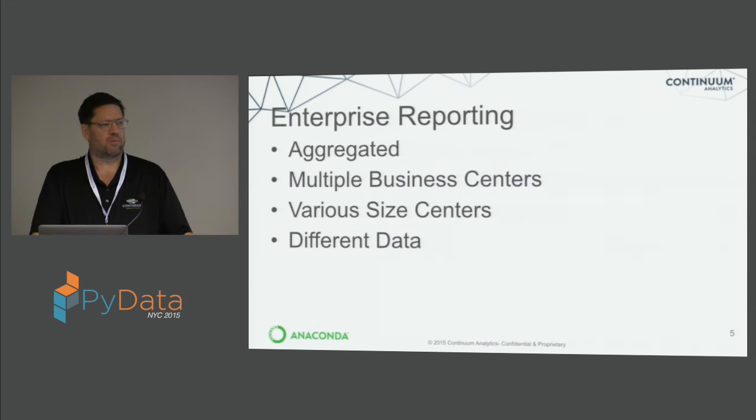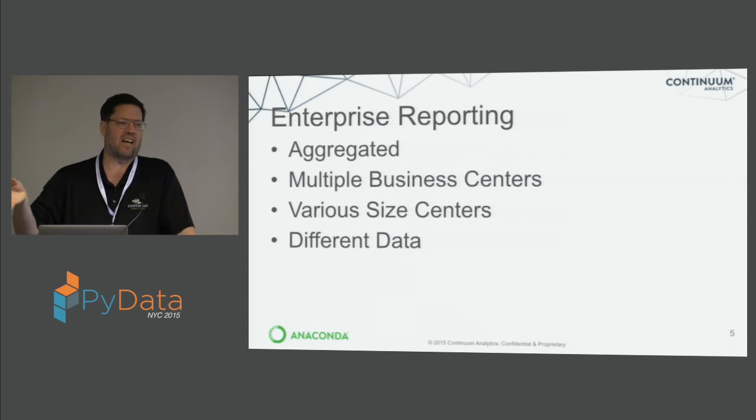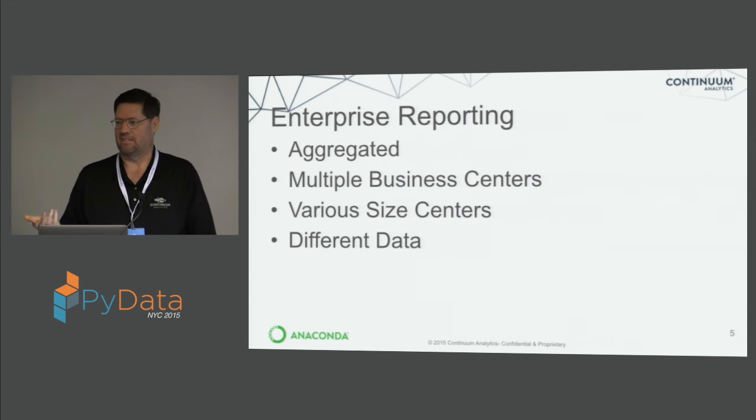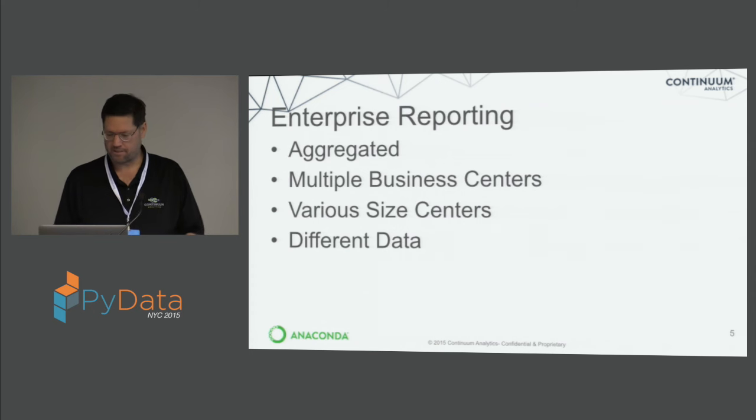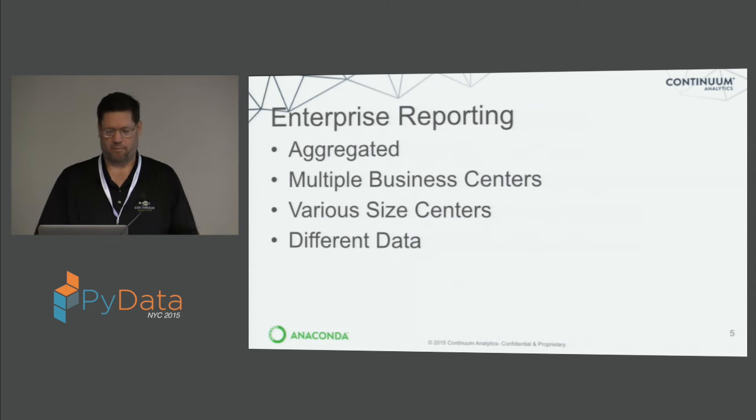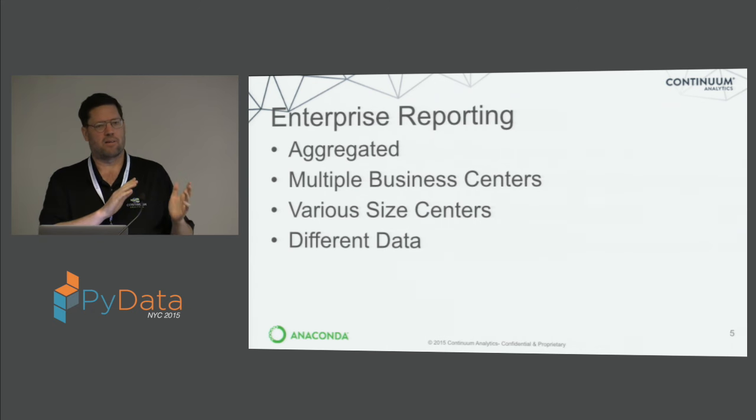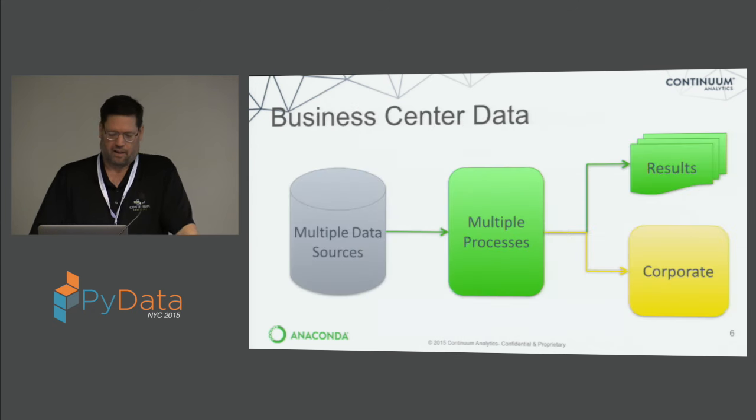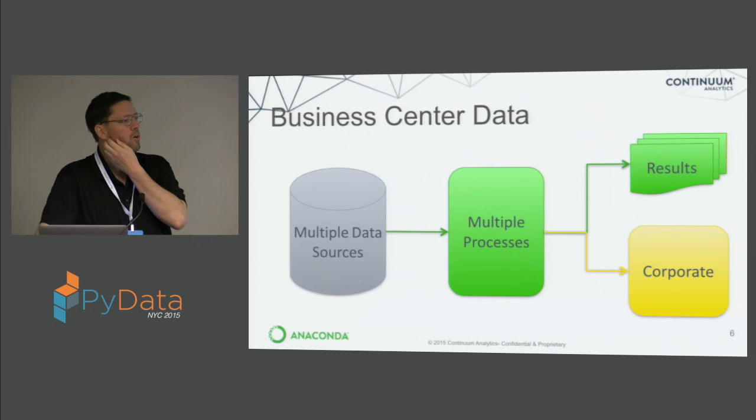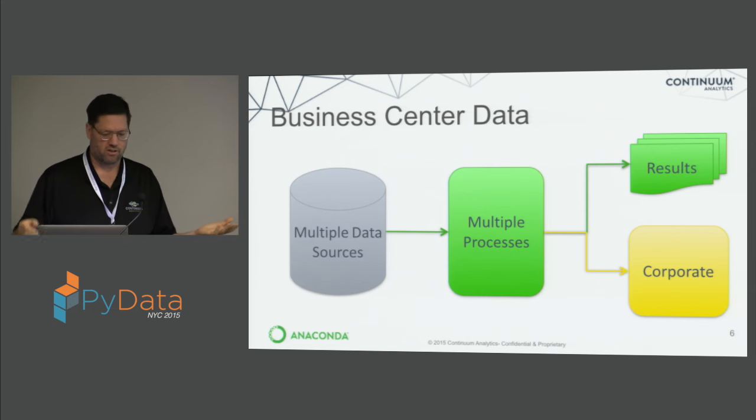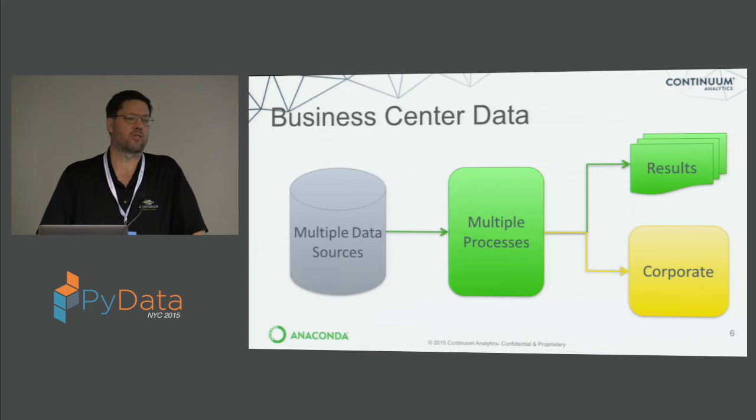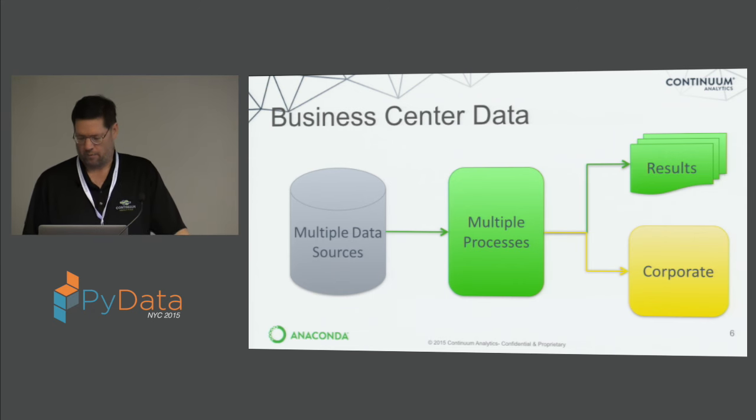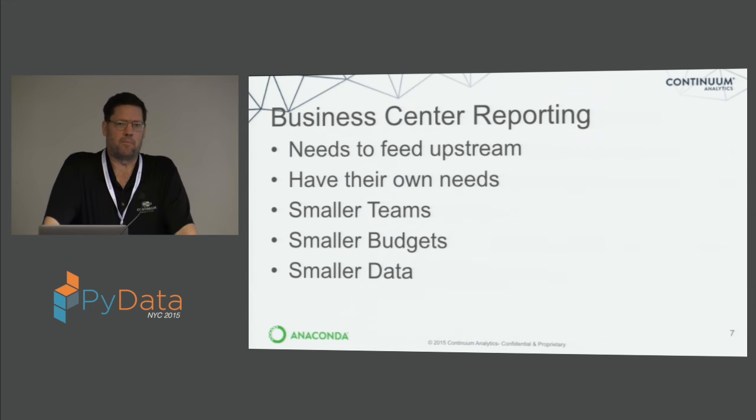You've got multiple business centers, multiple places they're coming from, and all of those are different sizes. And they all have different data. So sure, you may want to gather this all into a single place. But if it's different data, you have to make sure that it all has some commonalities between them in order to be able to match them up. And even within any given business center, you're going to have multiple data sources with multiple processes, and then you have your own sets of results, and then plus you need to send that on upstream to the corporate office.